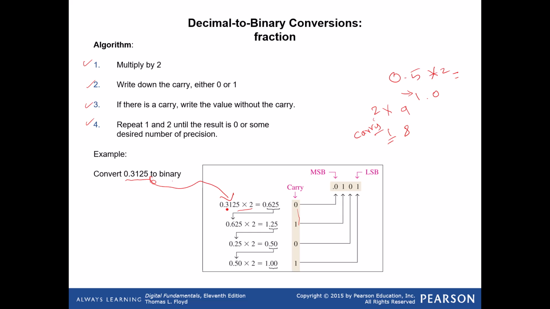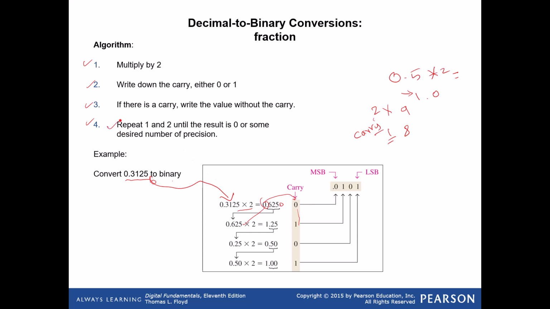So 2 times 0.3125 gives us 0.625. Of course, the 0 here, we just disregard, along with anything beyond that. So we end up with 0.625. The carry here is 0. And we get that number, and we repeat the process.